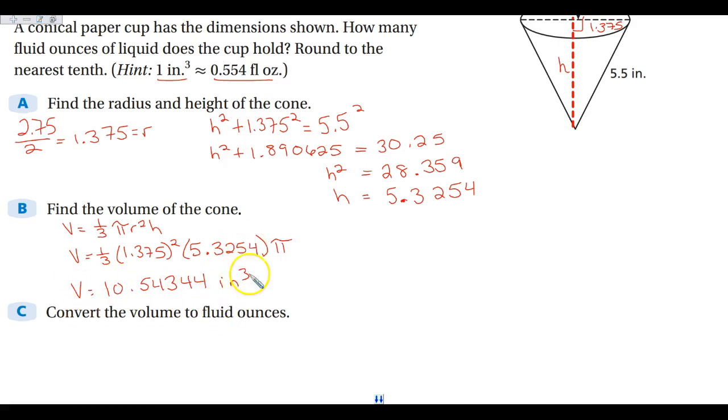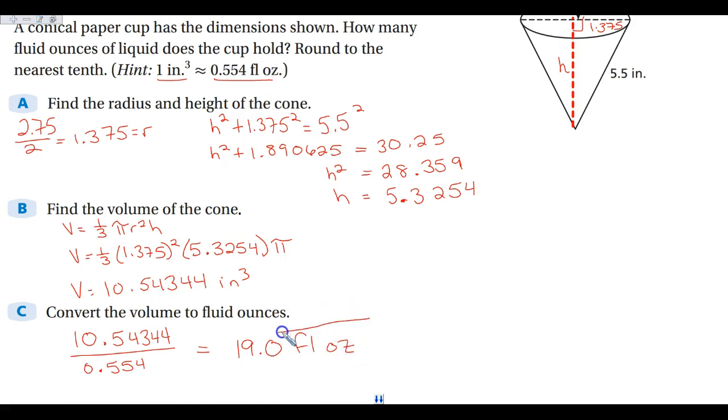Now, I'm going to take this number and divide it by the number of fluid ounces that are in every cubic inch. So I'm going to take that 10.54344. I'm going to divide it by 0.554. And it says round to the nearest tenth. So when I round to the nearest tenth, it's going to be 19.0 fluid ounces.